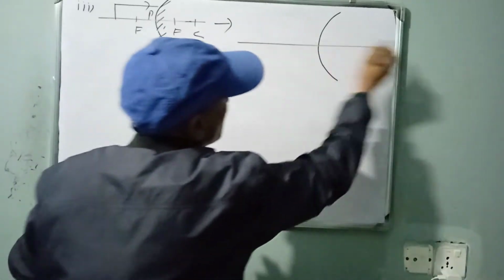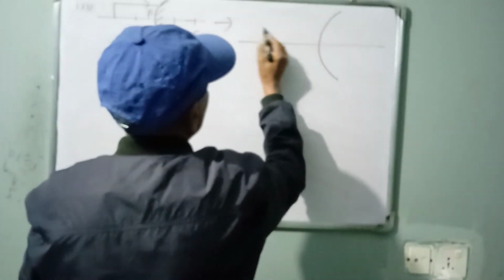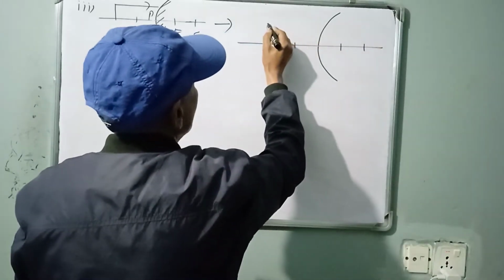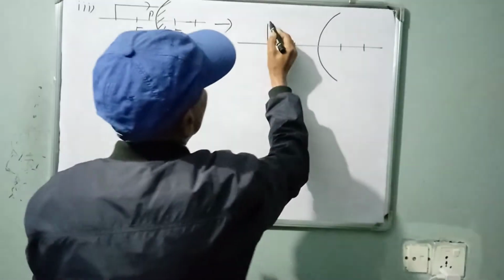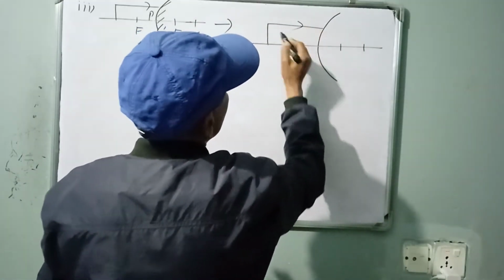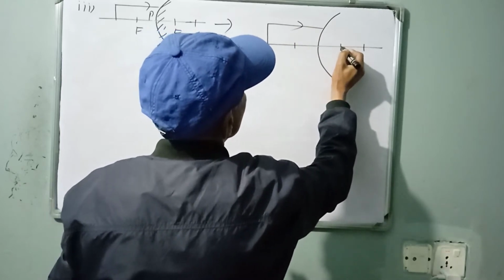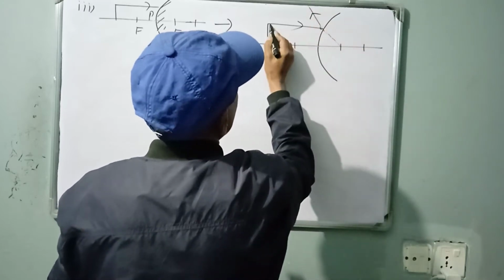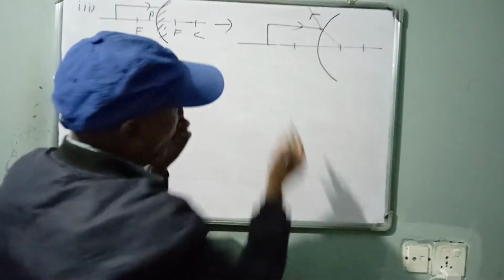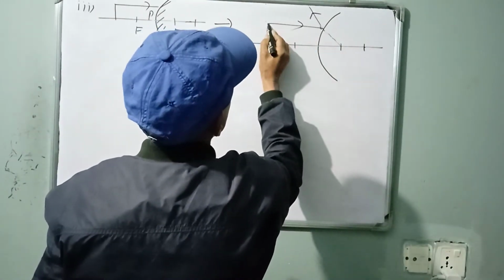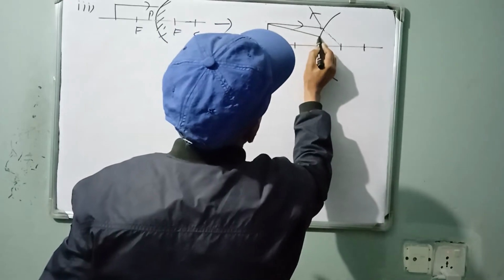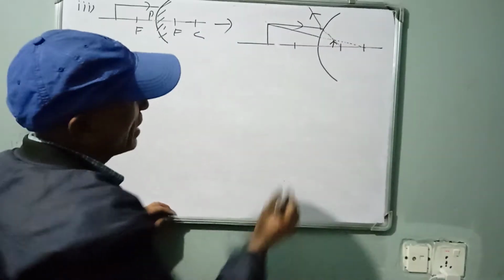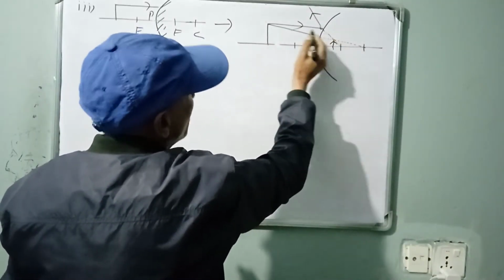Convex mirror, principal axis, first focus and center of curvature. Here, this is an object. A parallel ray passes through the focus. An angular ray joins the upper part of the object and C. The two reflected rays meet at this point, so this is the image.